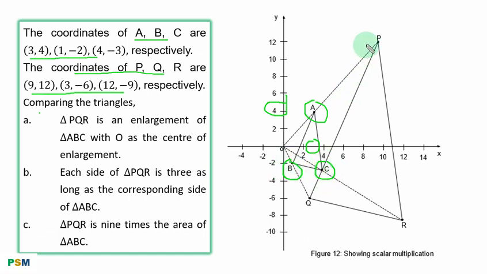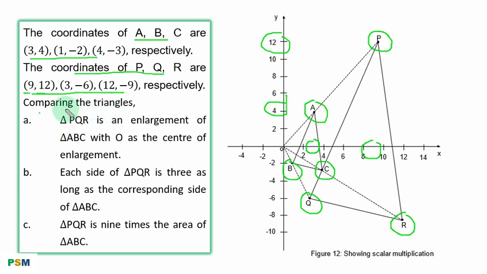Then for PQR, you have point P, X is equal to 9, Y is equal to 12. So this is 12 for Y. You have 9 in between 8 and 10. This is the ordered pair for Q, and this is R.